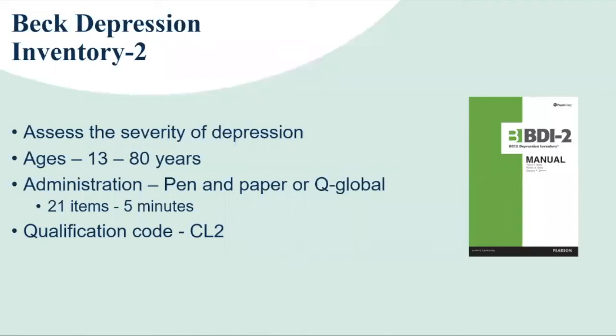It consists of 21 items to assess the intensity of depression in clinical and normal populations and takes around 5 minutes to complete. Each item is a list of 4 statements arranged in increasing severity about a particular symptom of depression in relation to how they've been feeling over the past 2 weeks. They answer by selecting the statement number, which goes from 0 to 3, and this one requires a CL2 qualification code.